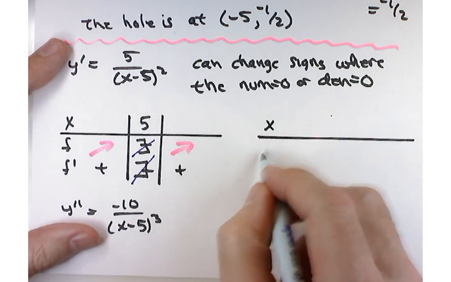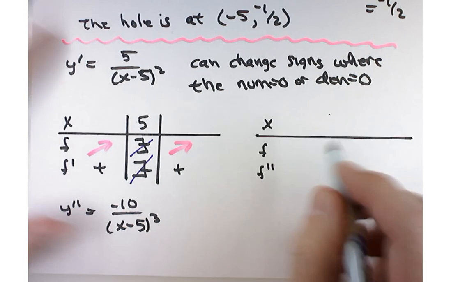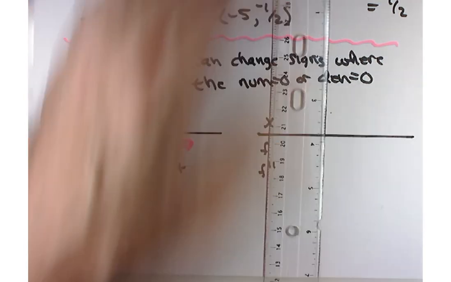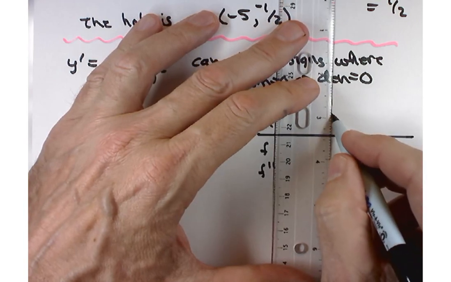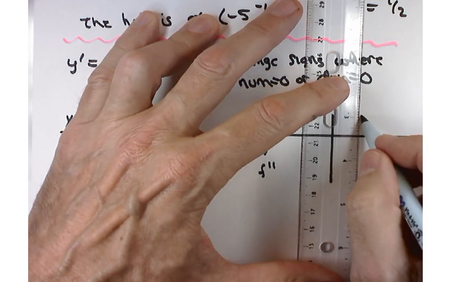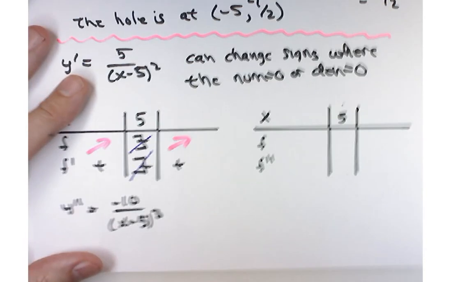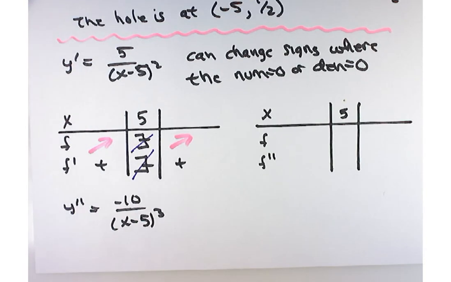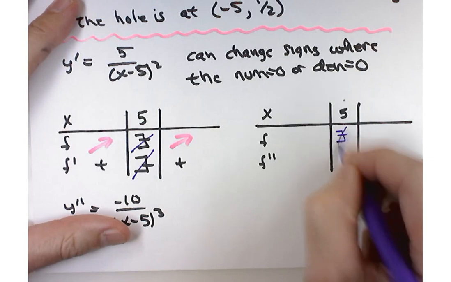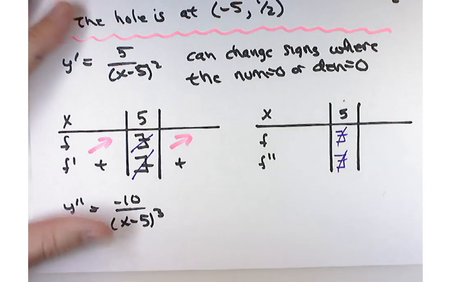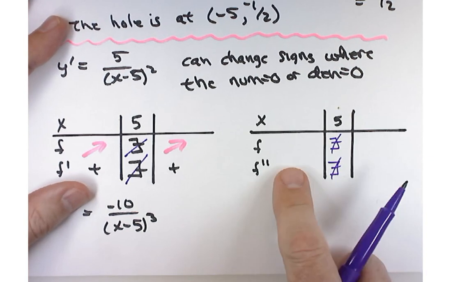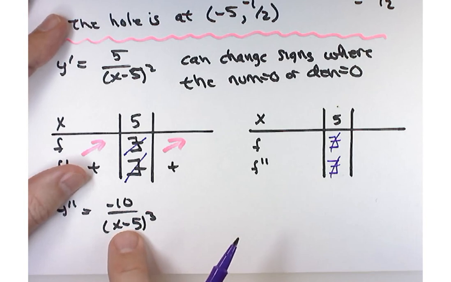So x, f, f double prime. You still have to check on both sides of 5 for the sign of the second derivative. Kind of like the first derivative, the function doesn't exist here, nor does its second derivative. But I am gonna see a difference in signs.